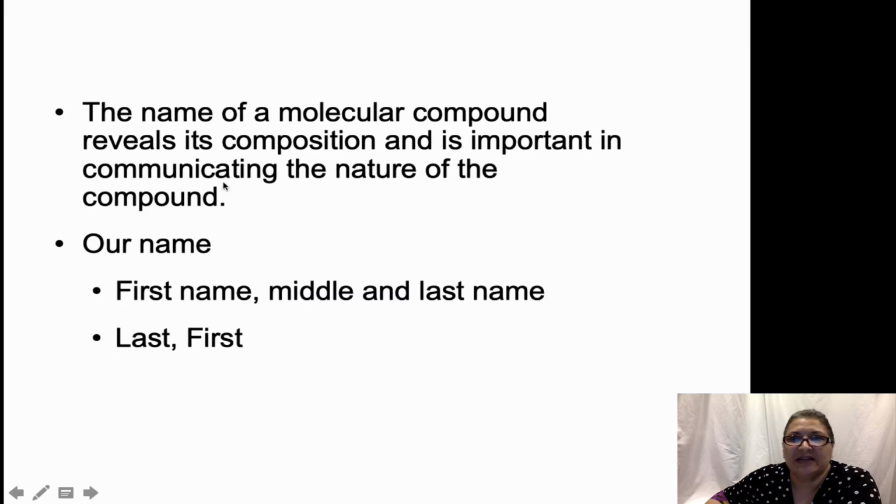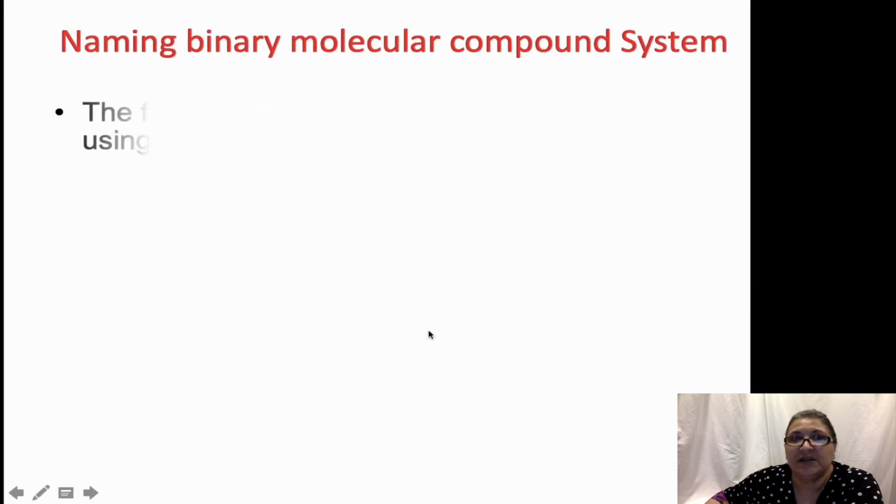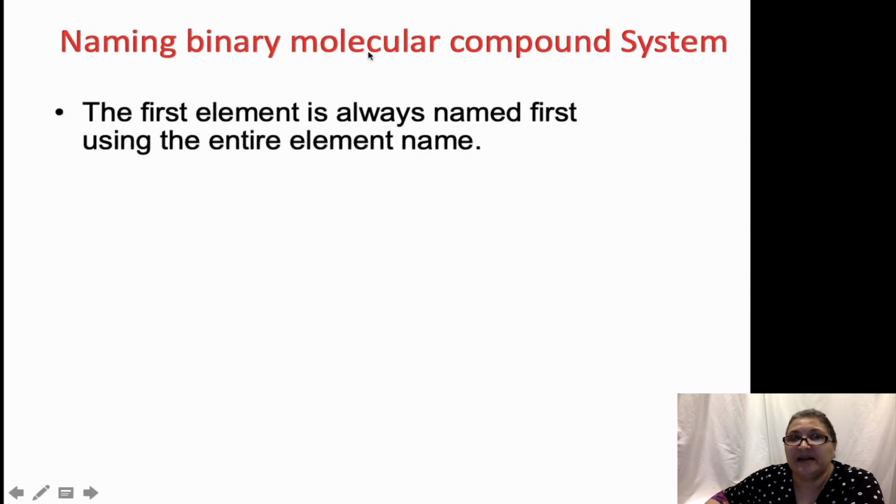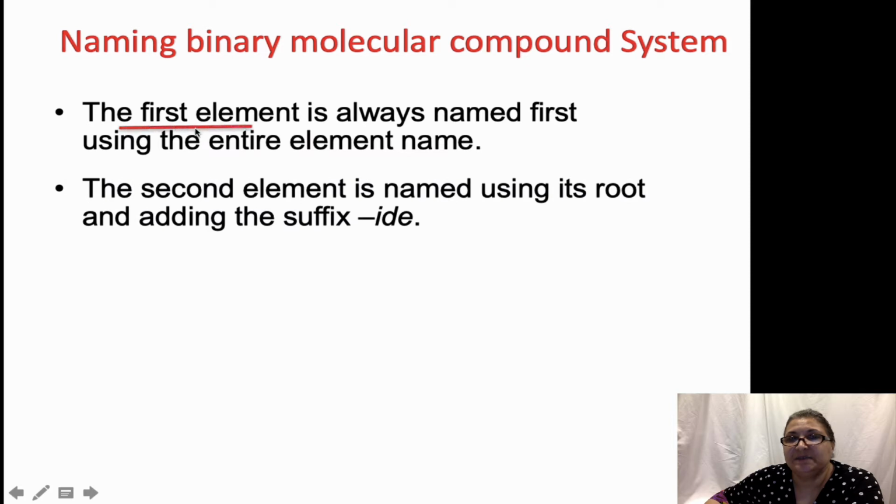So naming, just like our names has first, middle, and last, and it's common knowledge that if a name is followed by a comma and then another name, then that's our last name and the first name. Same with naming molecules. We have rules. So naming binaries, which is two nonmetals, whatever is mentioned first, the first element, you name it first, the entire element name. And then the second one, you name the root, and then give it IDE instead of INE.